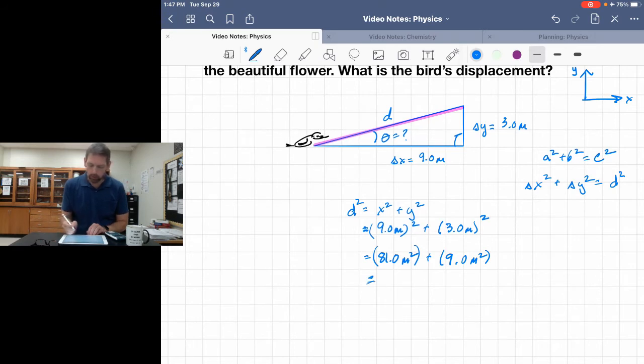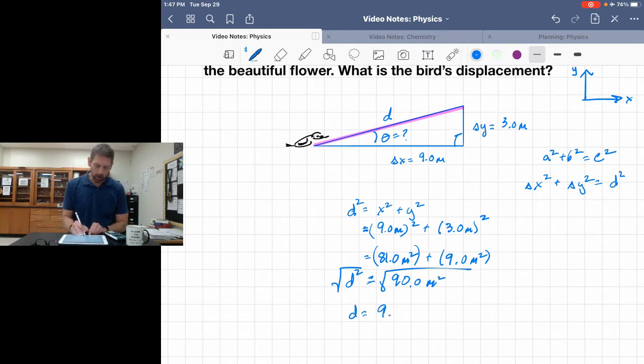So this right here equals, what is that? That is 90.0 meters squared. And this is d squared. So this is a hypotenuse. We have to resolve that by taking the square root of both sides. So we've got d, our displacement in this case. So that would be 90, enter, second, square root, second answer.